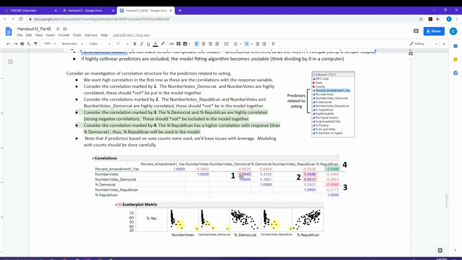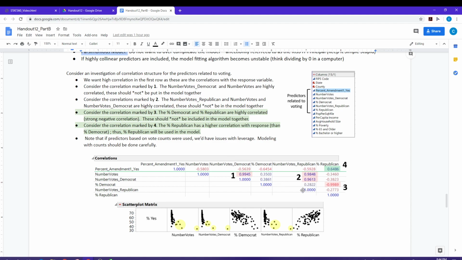So let's look at number 1 here. That's the correlation between the number of votes and the number of votes that were for Democrat. Well, certainly those things are going to be related to each other because they're the number of votes. So I don't want to include both the number of votes and the number of votes Democrat in a model. Likewise, I'm not going to want to include the number of votes Republican. So 2 is saying, to be honest, you don't want to include anything with the number of votes here.